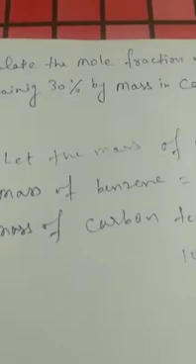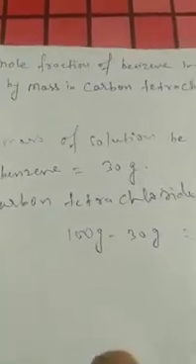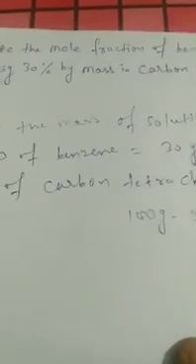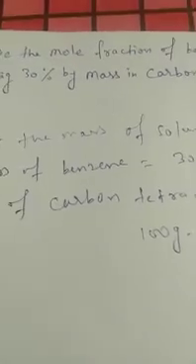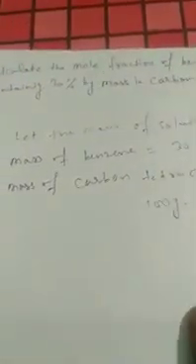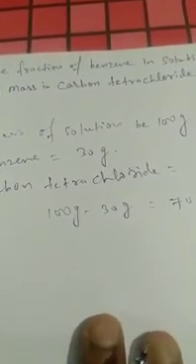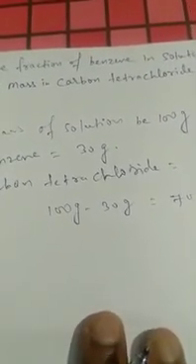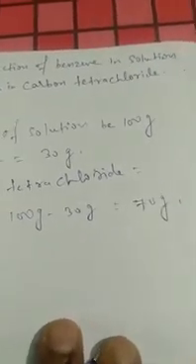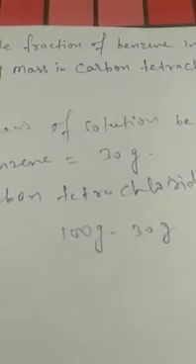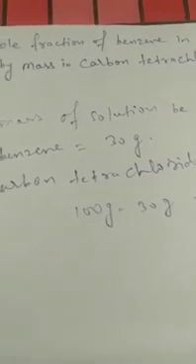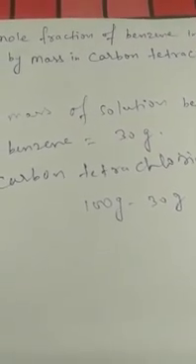So in these problems we assumed the mass of solution, which is 100 gram, as given 30% by mass is benzene. So the mass of benzene is equal to 30 gram. The mass of carbon tetrachloride is 100 minus 30 gram, because 30% is benzene, so the remaining part is 70%, which is carbon tetrachloride. Now we have to calculate the number of moles for benzene and carbon tetrachloride. If both these constituents are calculated, then we can calculate the mole fraction.